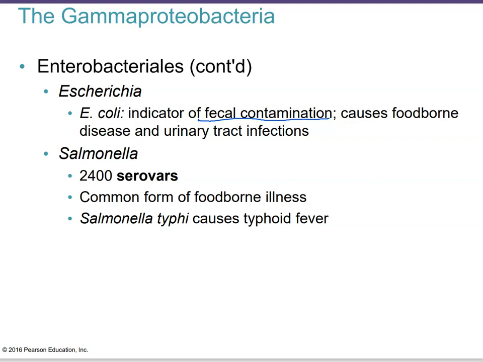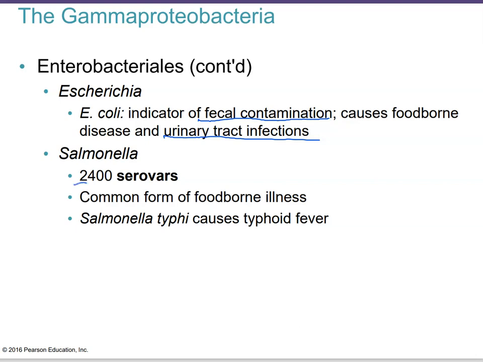In some cases, certain strains can cause foodborne disease, especially the O157:H7 strain of E. coli. That one can cause bloody diarrhea, and we'll talk about that in a pathogen group. Sometimes when E. coli is introduced into the urinary tract via a catheter, for example, it can also cause UTIs, urinary tract infections. And then we have a very large group, the Salmonella bacteria.